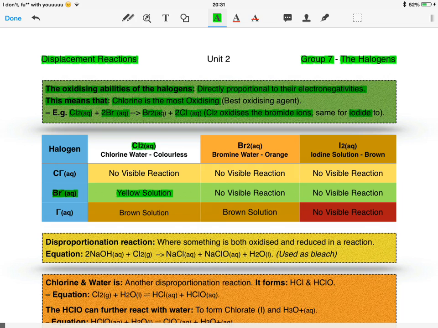So then, using the same theory, chlorine will displace iodide by oxidizing it, and this will form a brown solution, because what colour is iodine solution? Brown. However, this also works for bromine, because bromine is more oxidizing than iodide, so bromine will displace the iodide, therefore producing a brown solution also, and that's because iodine will be the solution present in the products.